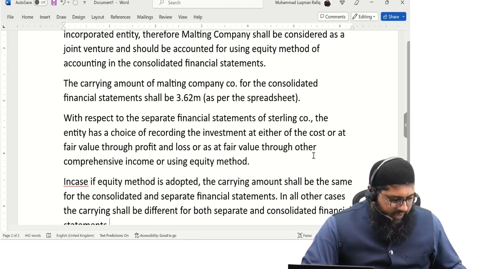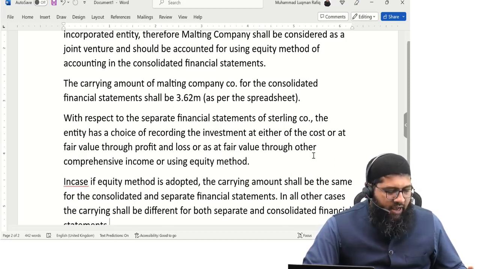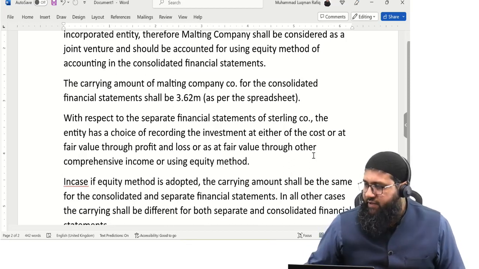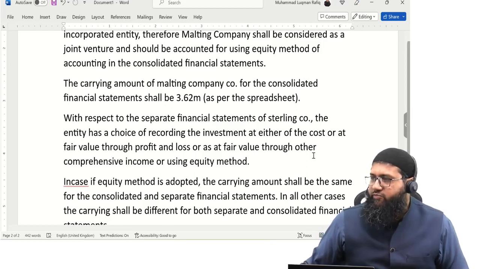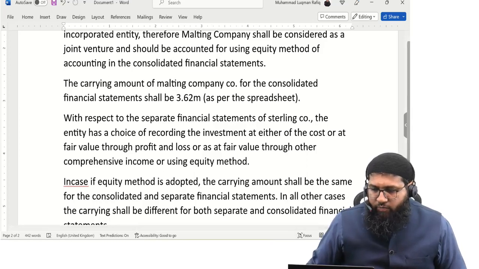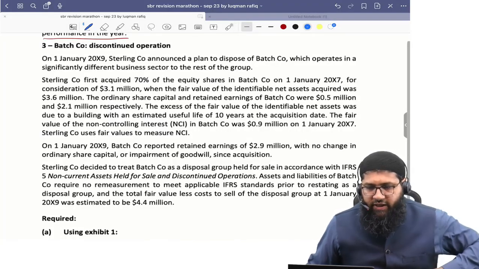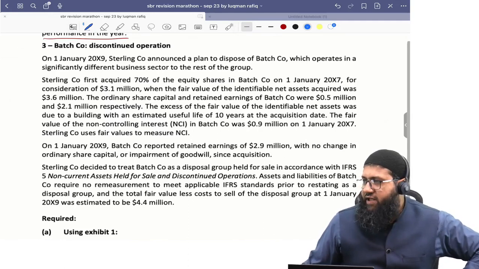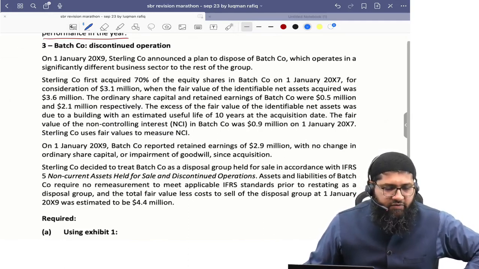Okay, now next is batch company. So I would allow you people to take 5 minutes and try to do this batch company scenario, and then we're going to take things forward. So let me just open up the batch company, the third scenario. Just give it a try for 5 minutes and then we're going to start discussing.